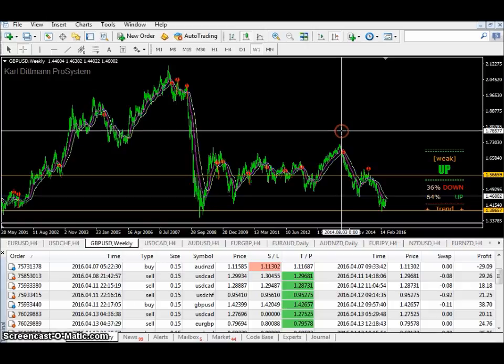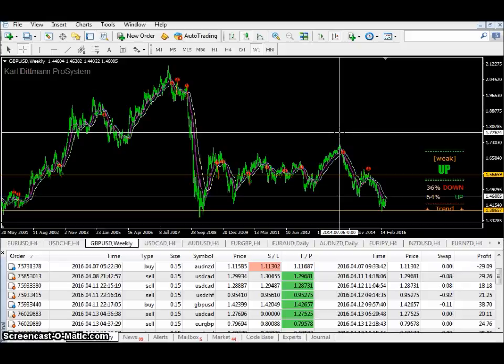But it's been going down ever since, well, if you look at your crosshairs here, it's been going down since July of 2014.